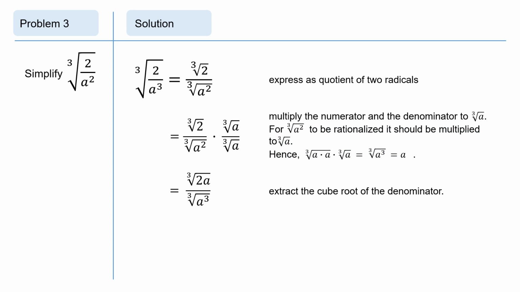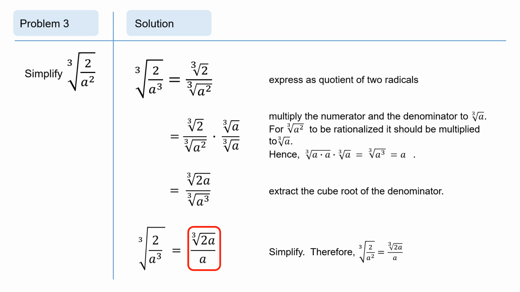Kaya naman, we have the cube root of 2a over the cube root of a cube. Now, the denominator is a perfect cube. Simplify. Therefore, the final answer is the cube root of 2a all over a. Madali lang, di ba?